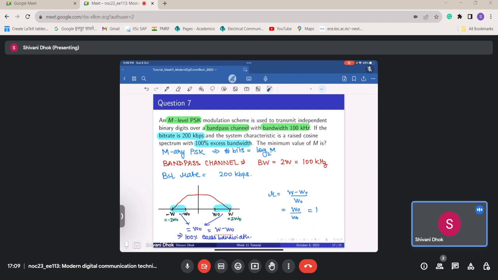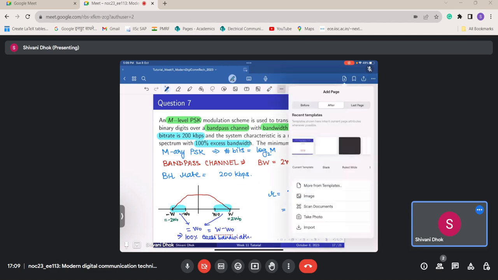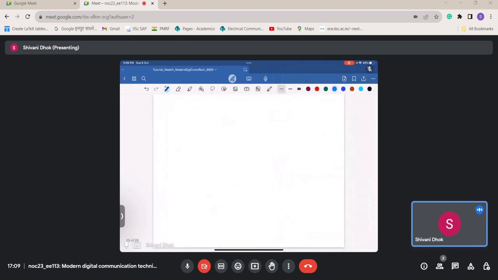So what do we need to find? We need to find the minimum value of M such that all of these things are satisfied. Okay, so now we know our formula that this W is related to your symbol rate and roll off factor as Rs by 2 into 1 plus R, and this Rs I can write as bit rate upon log M to the base 2, multiplied by 2 into 1 plus R.